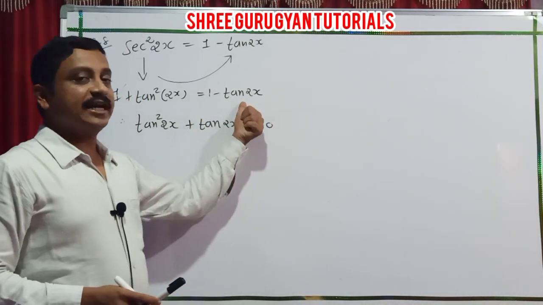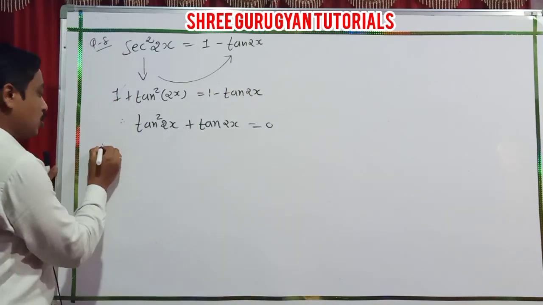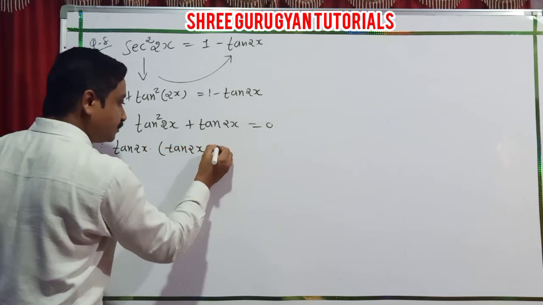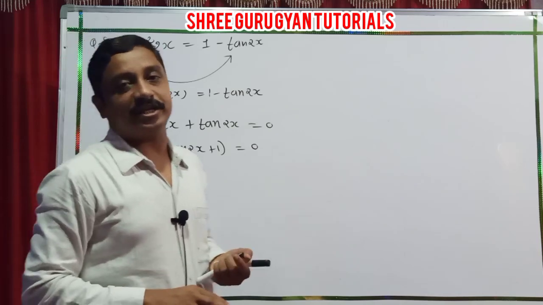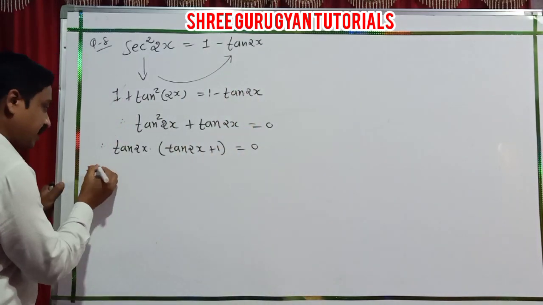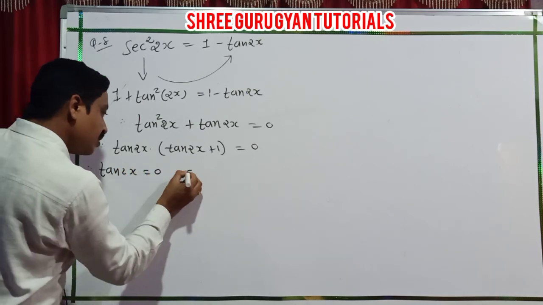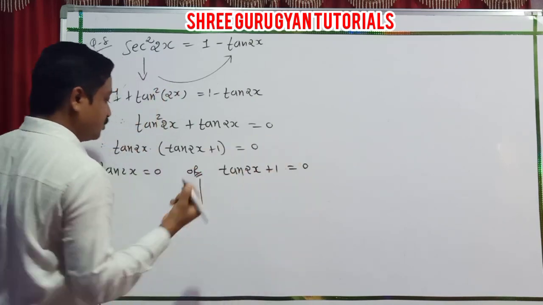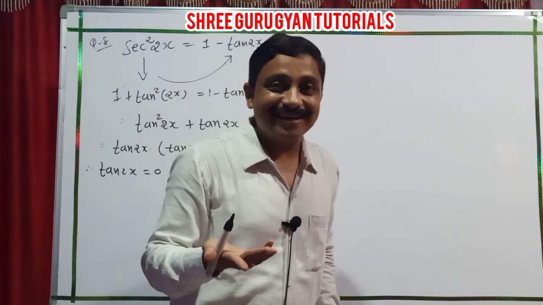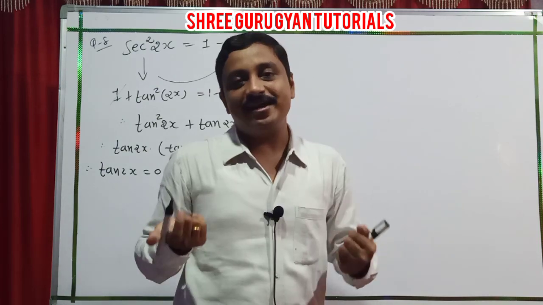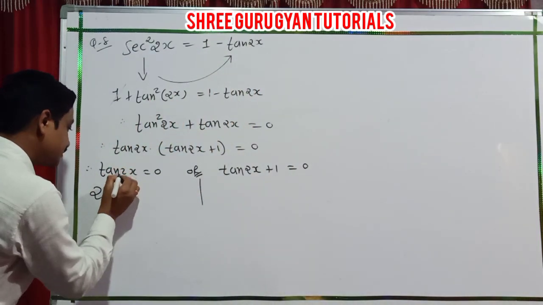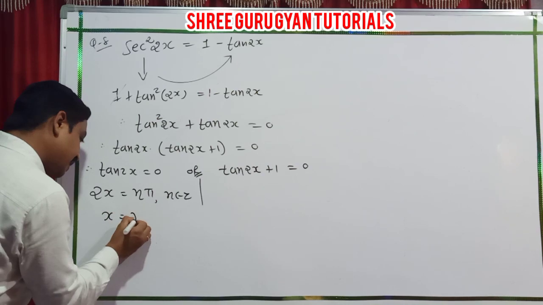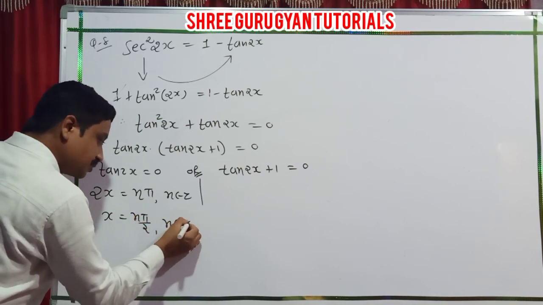Why plus? This right side value I move to the left side. Now taking tan 2x common, we have tan 2x times (tan 2x plus 1). Now here students, there are two answers. One, tan 2x is equal to 0. Otherwise, tan 2x plus 1 is equal to 0. Now what is the solution set of tan 0? Yes, it is the same as the zero set of sine, n pi. So here I write 2x is equal to n pi, n belongs to Z. So my answer is n pi by 2, n belongs to Z, the first answer.